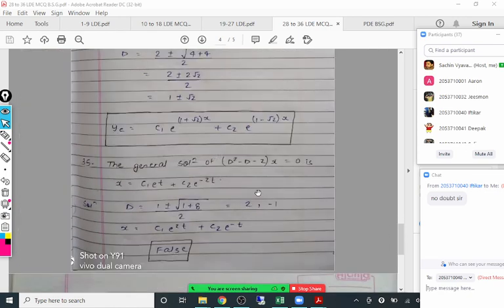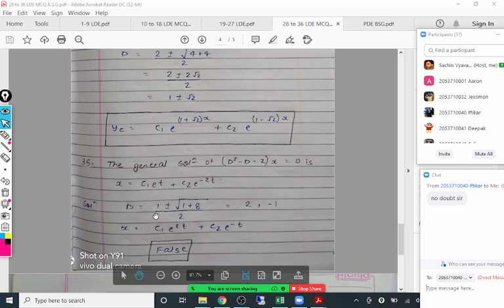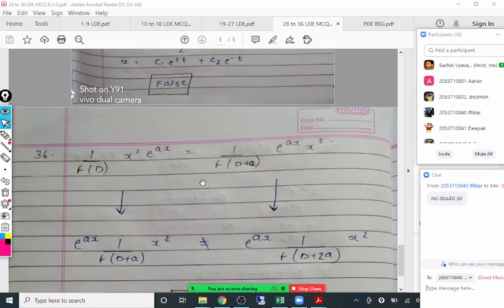35th. D square minus D minus 2 is 0. We want the general solution. So is it true or false? Yes. So what he did, he got the roots. The roots are coming 2 and minus 1. So the correct solution is C1 e raised to 2t plus C2 e raised to minus t, and they are given in the reverse in the sign. So because of that, the general solution given is false there.